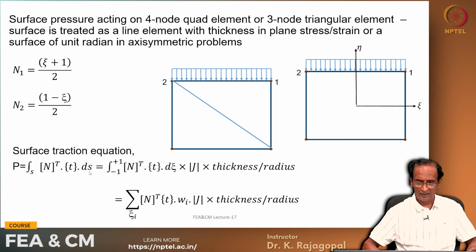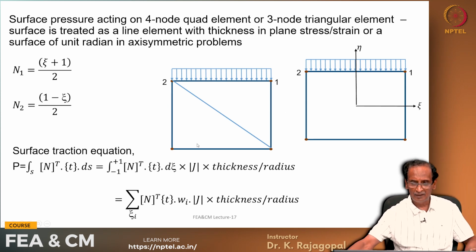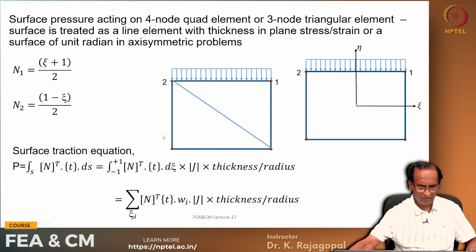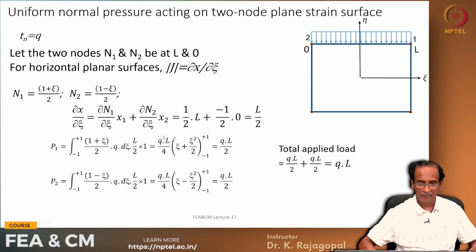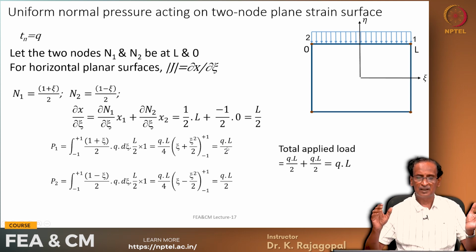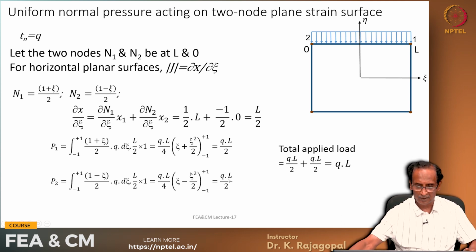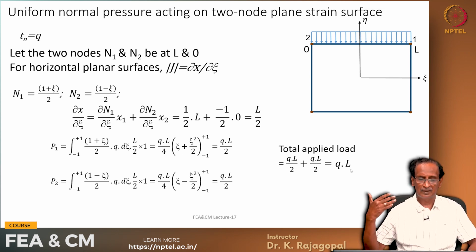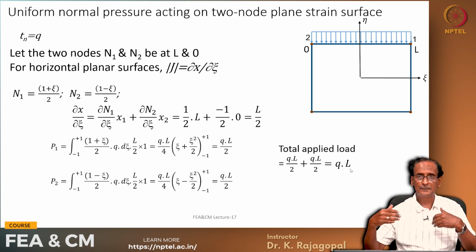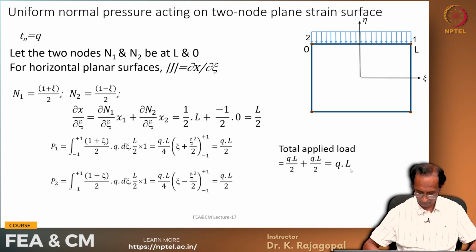And the surface pressure on 3-node triangles or 4-node quadrilaterals is much simpler. We can follow the same procedure, and we will get equal load at these 2 nodes, QL by 2, QL by 2, and the total load is QL, because we are considering a unit thickness in the out-of-plane direction.